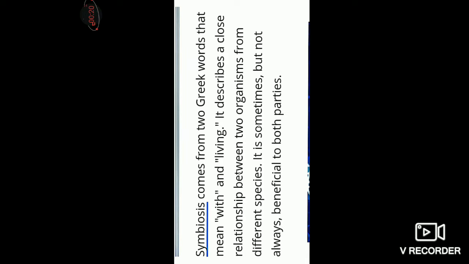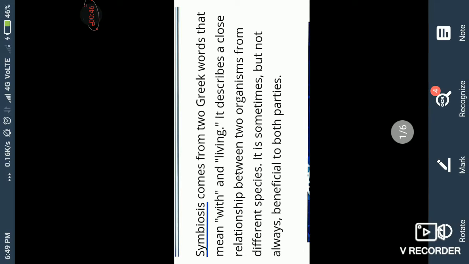Symbiosis comes from two Greek words. Greek means a country that is called Greece; many words of English came from the Greek words or the Latin words. Understand? Latin language and the Greek language. It means "with" and "living", living with someone, किसी के साथ रहना. It describes a close relationship between two organisms from different species.